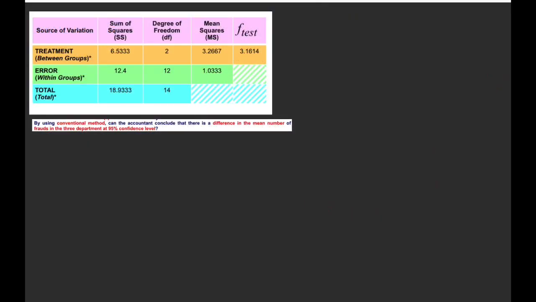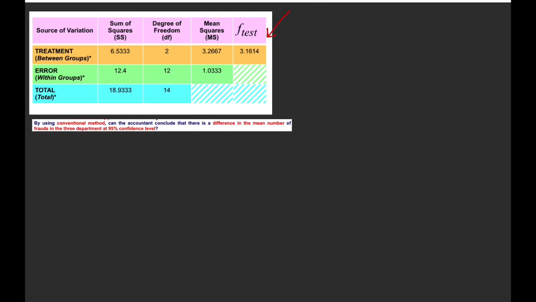Alright guys, before we continue with question number 3: by using the conventional method, can the accountant conclude that there is a difference in the mean number of frauds in the 3 departments at 95% confidence level? Before we go for that question, we investigate the ANOVA table first. So you need to know how they get these values.